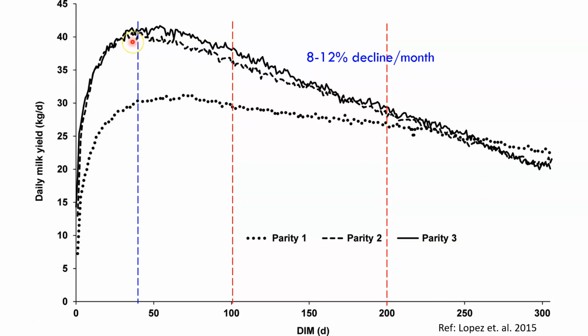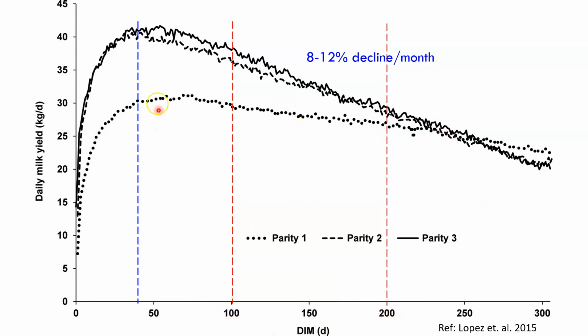But as you go towards second and third lactation, peak is somewhere around here, which is about 40 to 50 days, which is 6 to 7 weeks. So peak is probably somewhere around here. And so the three groups, early lactation, mid lactation, and late lactation, would be at 100 and 200 days, right?